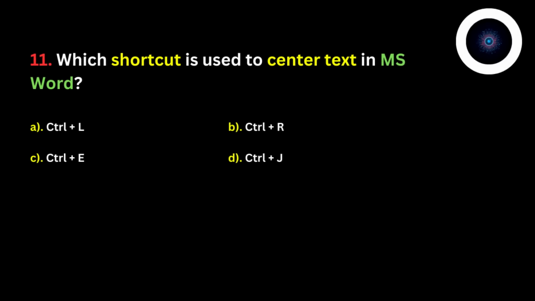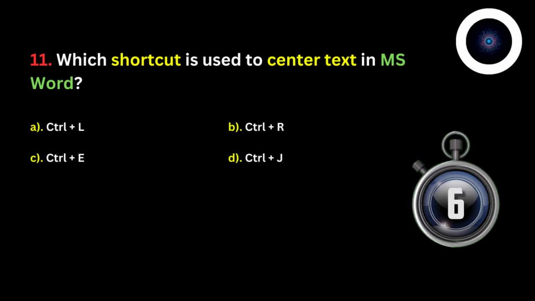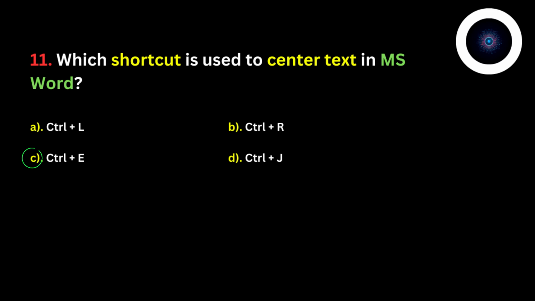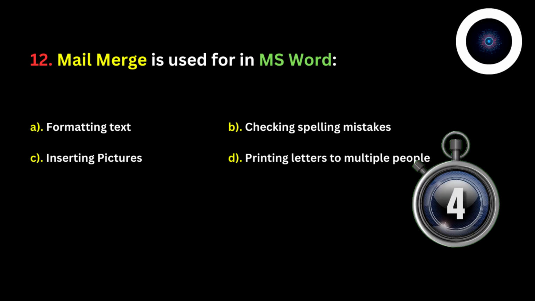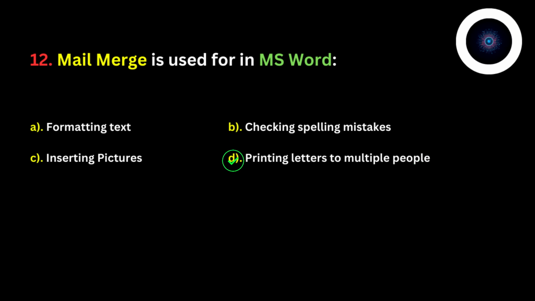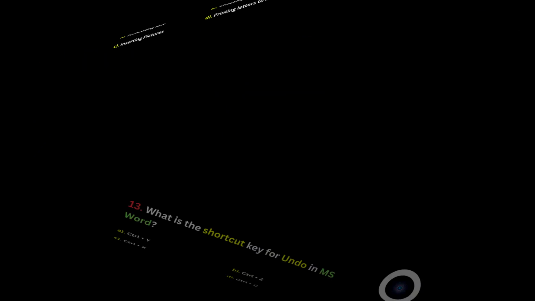Question number 11. Which shortcut is used to center text in MS Word? Correct answer is Ctrl+E. Question number 12. Mail merge is used for what in MS Word? Correct answer is printing letters to multiple people.